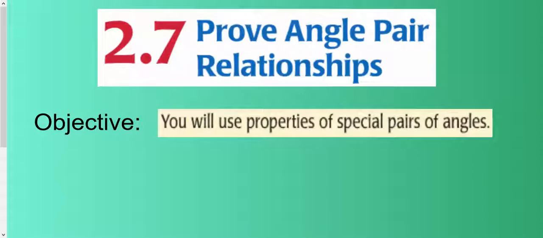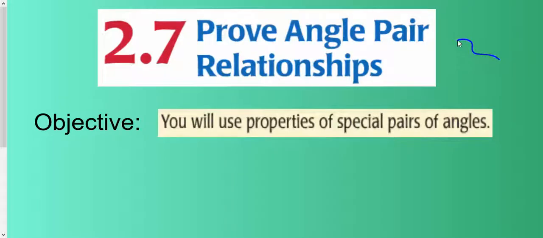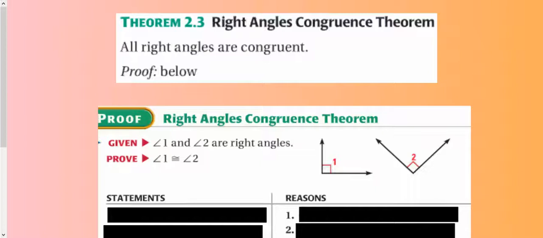All right, we're going to prove angle pair relationships. A lot of this is going to be review, or it's going to seem like review, but we've talked about it, but we're going to actually prove statements today. So the first thing is the right angles congruence theorem. All right angles are congruent.